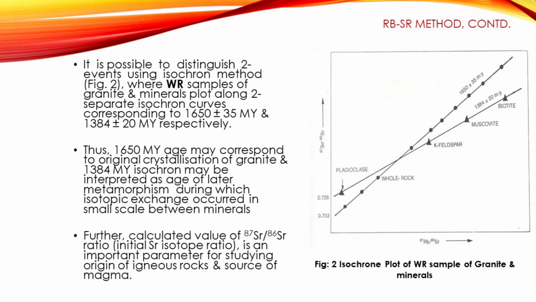between the minerals. Further, the calculated value of the strontium-87 by strontium-86 ratio, which is usually referred to as the initial strontium isotope ratio, is an important parameter for the study of ultimate origin of igneous rock and source of magma.